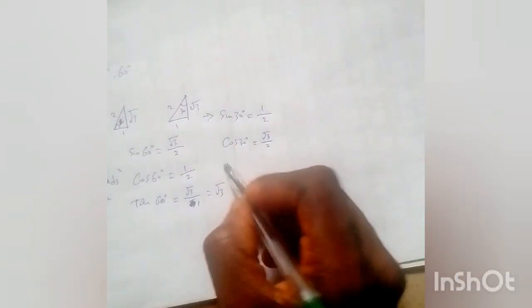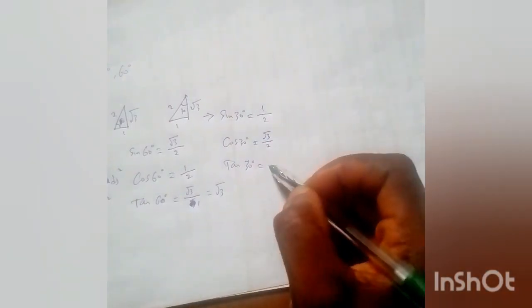Now what is tan 30 degrees? Tan 30 is opposite over adjacent. Adjacent here is root 3. Opposite here is 1. Now, according to the rule, you cannot leave your value like this, so you have to rationalize it. Multiply the numerator and denominator by the value in the denominator. So that's going to be root 3 over what?